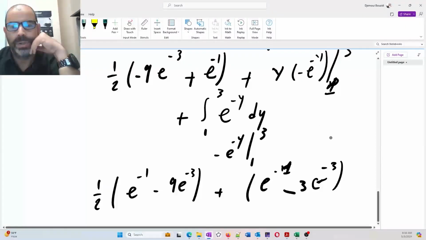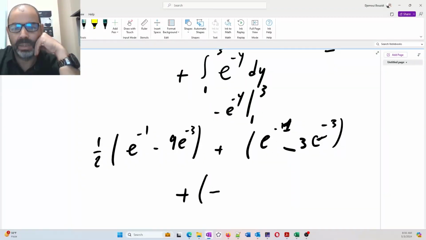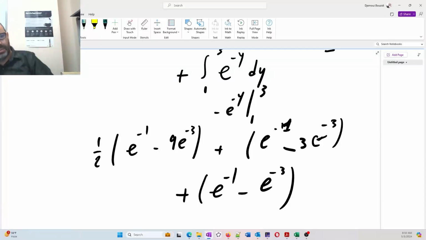Good. Now the last part in here that I need to add, this is the last term, which is again, we're going to start from the lower end because it's the positive end: exponential of negative 1 minus exponential of negative 3. Anyway, so we're done.